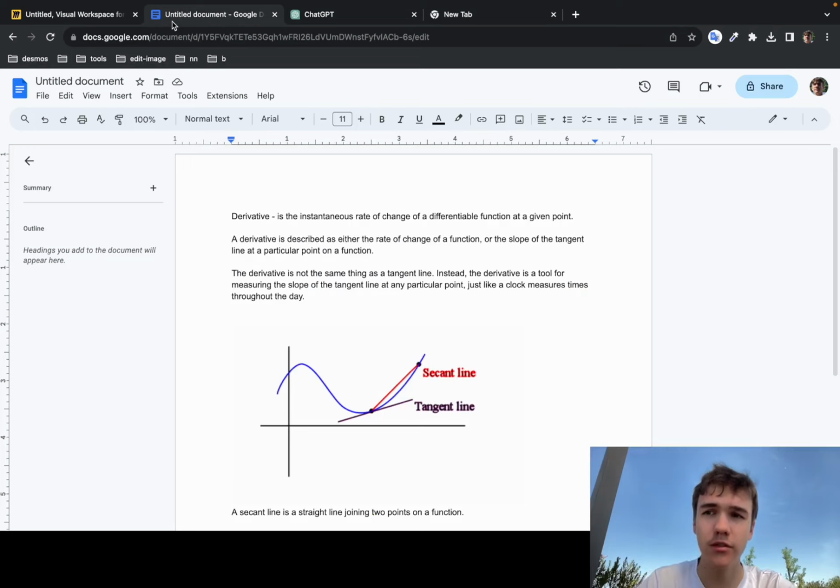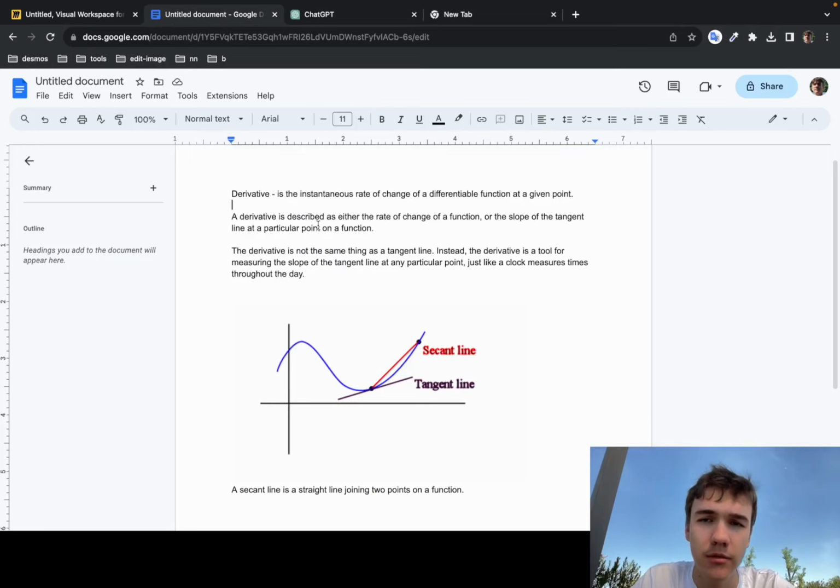First I'm going to use Google Docs, so what I wrote here. A derivative is the instantaneous rate of change of a differentiable function at a given point. You might ask what differentiable means. Differentiable means that the function at any given point has a derivative. So obviously, we can find the derivative of a differentiable function.